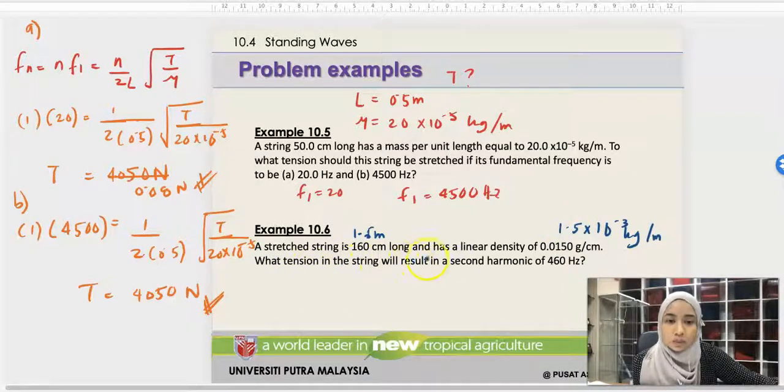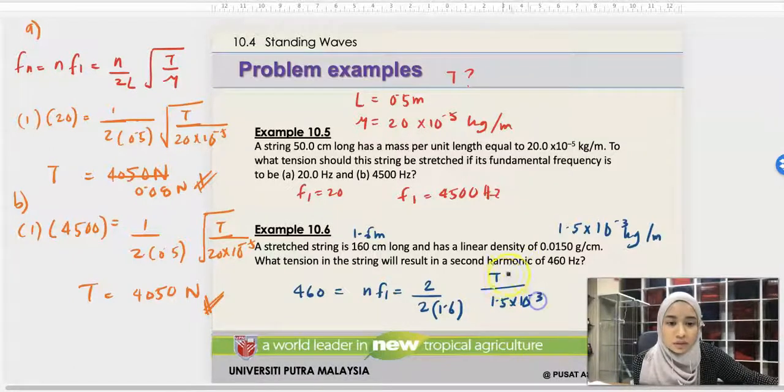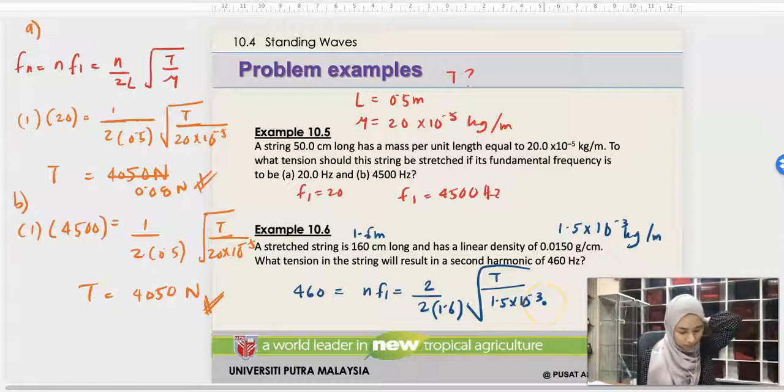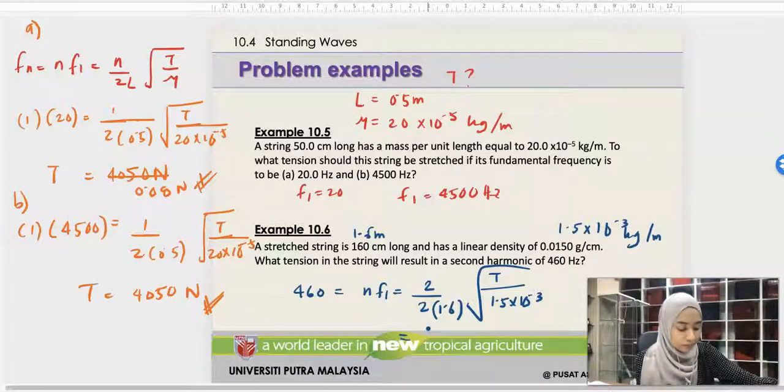So again, what tension in the string will result in the second harmonic? So now it's asking for the second harmonic of 460. Okay, so the frequency is 460 and it is equal to nF1, which is also equal to 2 over 2L. Your L is 1.6. And then you are finding your T. Your mu is 1.5 times 10 to the minus 3. Then you solve for T. So 460 times 1.6, you square that, times it with 1.5 times 10 to the minus 3. So you get your T as, if I'm right, 81254 newtons. So that is your answer.